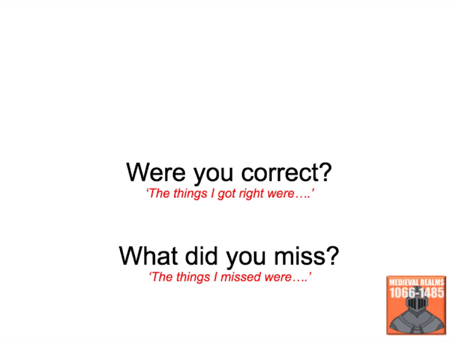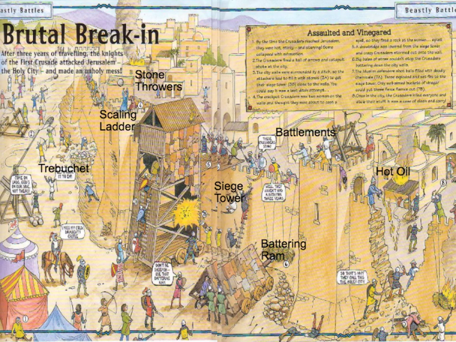Now, using that, what were they correct on? What did they miss out? And of course you could add an additional question of how well they worked effectively as a team in producing this particular piece of work. This can then be compared against this illustration of siege warfare and the various tools and weapons that were used by both the attackers and the defenders.